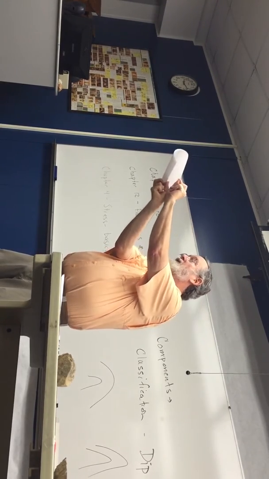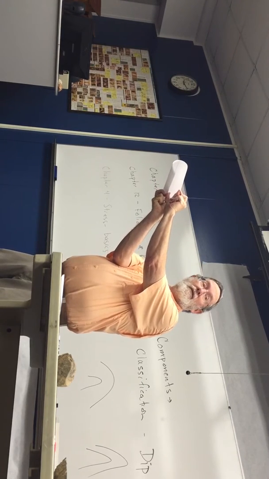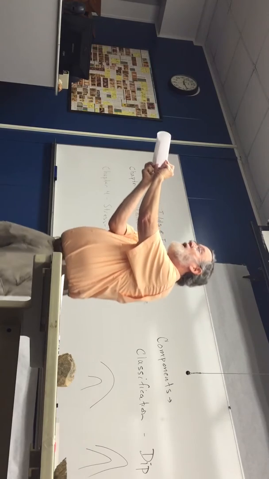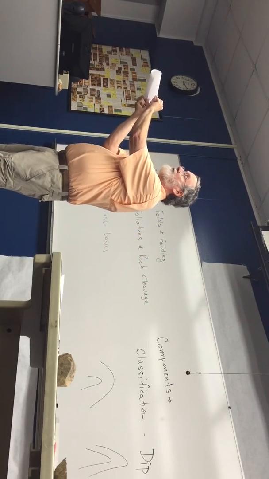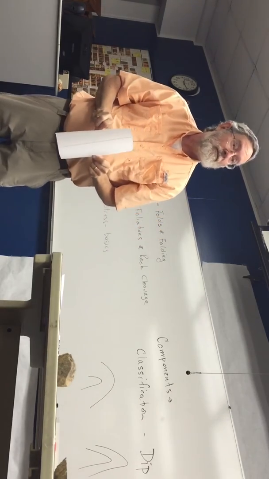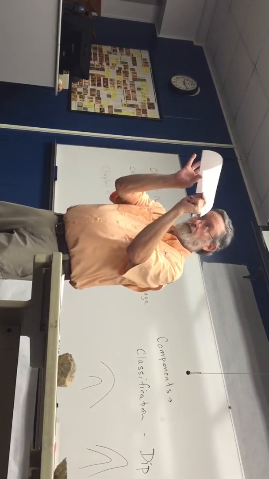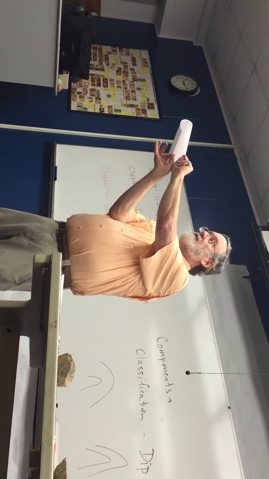If we take it all the way over, this becomes a recumbent fold. Hinge line is horizontal, hinge surface is horizontal. Okay, so now we've added two more. So let's run through them: upright horizontal, plunging, vertical, inclined, recumbent.